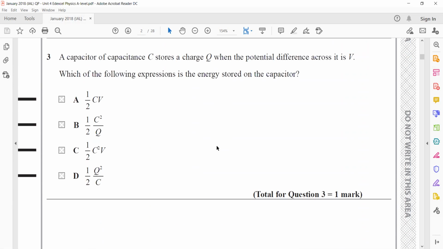Question 3. What could be the answer? Question number 3. What's your answer for question 3?